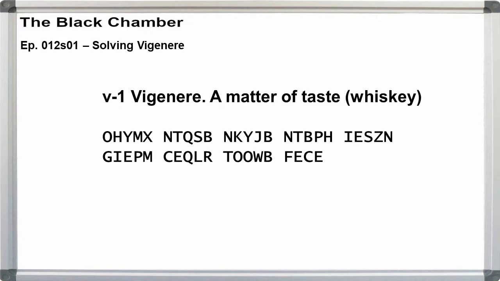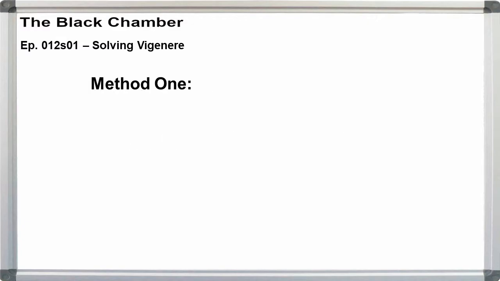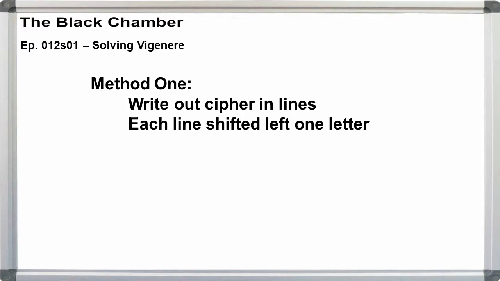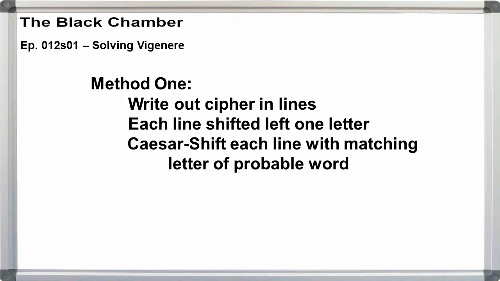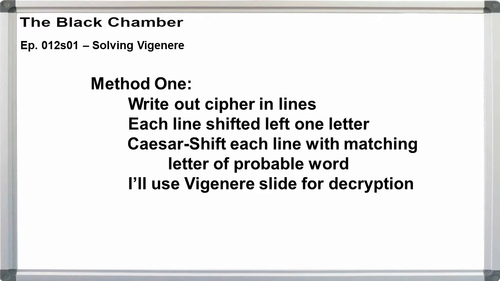V1, Vigenere. A matter of taste. Hint word, whiskey. There are a couple ways to do this. One is to write out the cipher in lines, with each line shifted 1 letter to the left without wrapping. Then Caesar shift each line with 1 letter of the probable word at a time. Let's use the Vigenere slide for this.